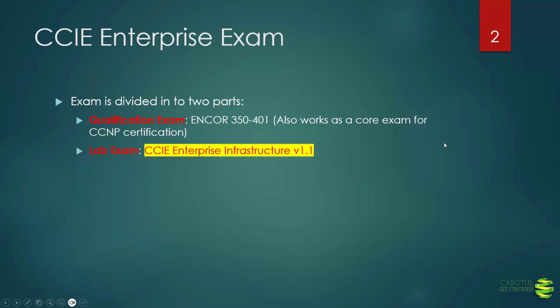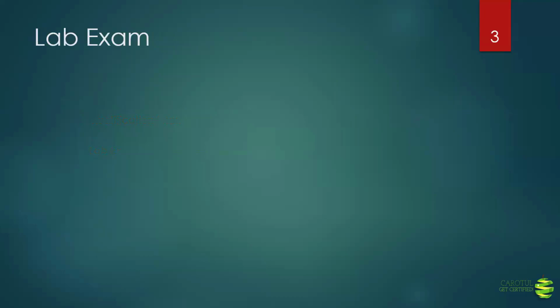And this course is actually designed to prepare you for the CCIE lab exam, the practical exam that we have, which is called the CCIE Enterprise Infrastructure version 1.1. Now, 1.1 is the latest version, and if there is any change in future, we are going to accommodate those changes into this course as well. So currently, what we have is V1.1. So let's actually dig deeper into the lab exam itself. What exactly is there in the CCIE lab exam?